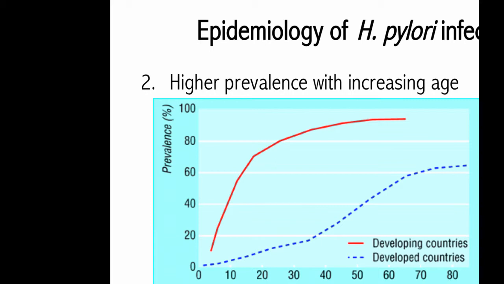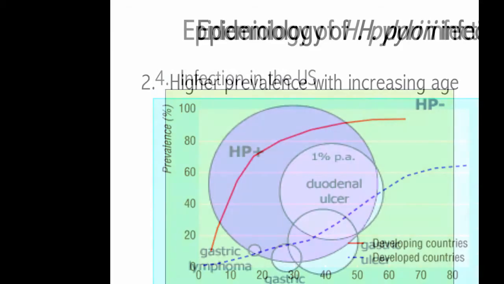And so in those developing countries, that is primarily why we see higher infection rates, and that will become obvious when we see the routes of transmission, which is coming up in a moment.